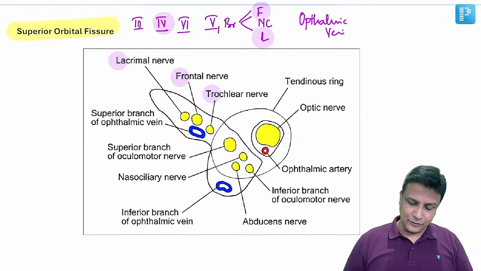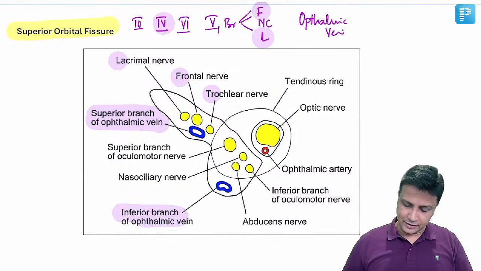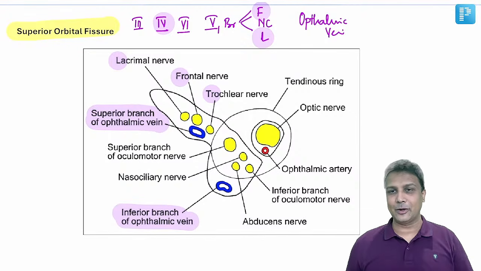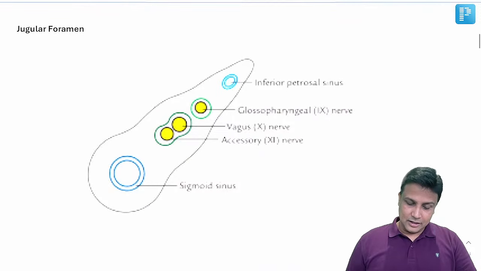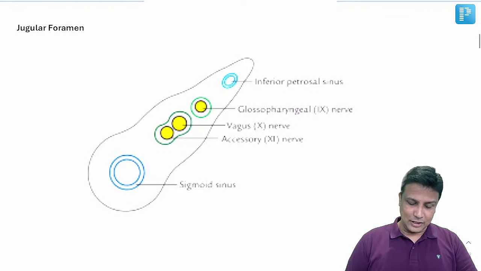And of course, you're able to find the ophthalmic veins also outside here. The superior ophthalmic vein and inferior ophthalmic vein are also present outside the ring of Zinn. Now moving on to the next foramen here, that is the jugular foramen.